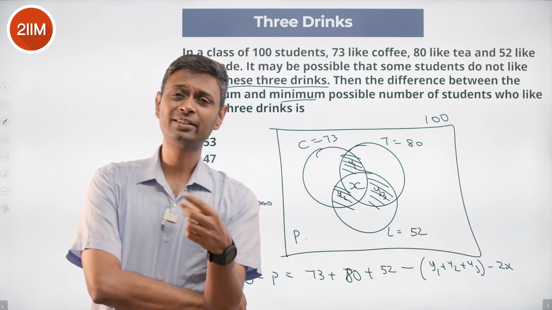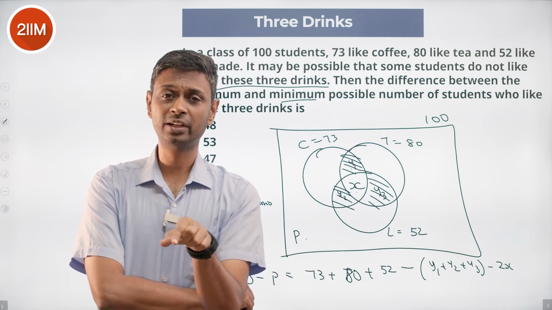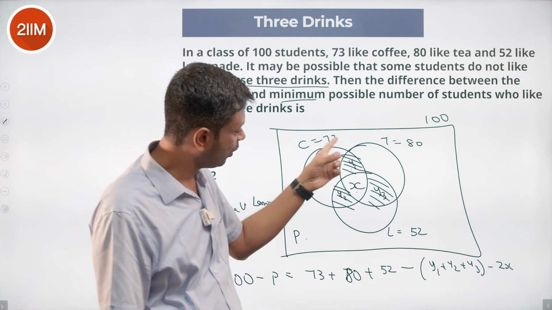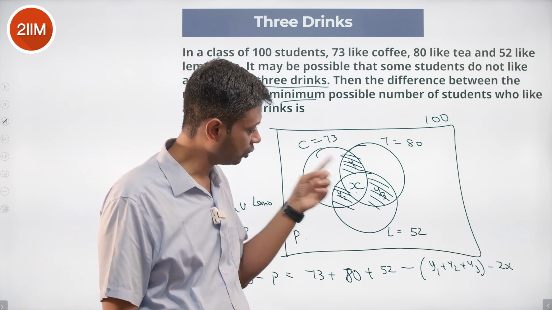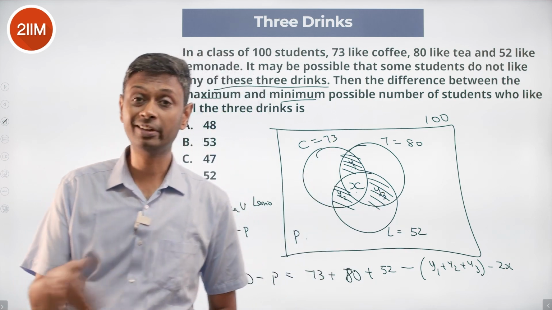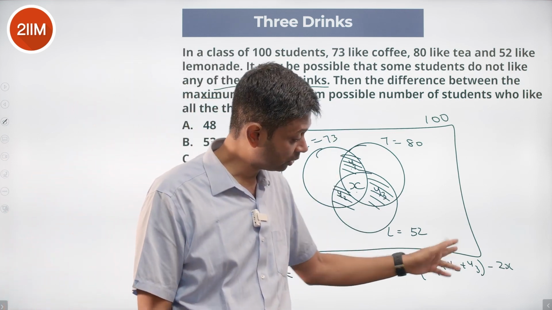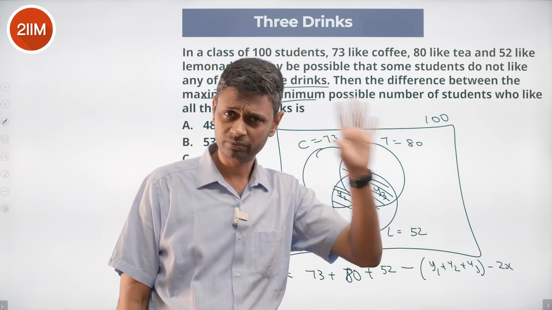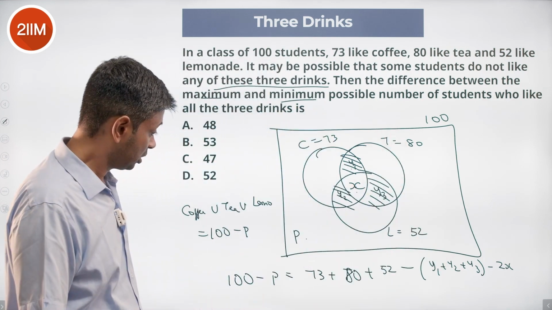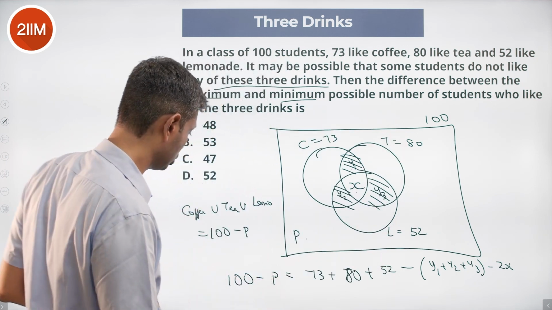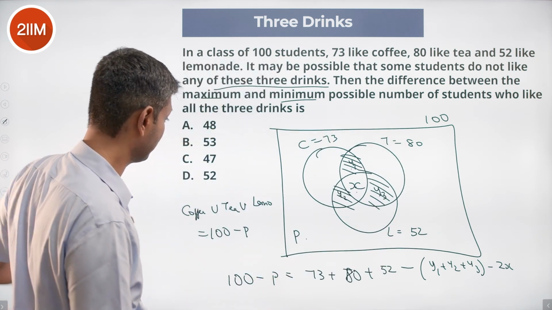We do minus A intersection B, minus B intersection C, minus A intersection C, plus A intersection B intersection C. We do minus of y1 plus x, minus of y2 plus x, minus of y3 plus x. X completely disappears. We add x back. Instead of that we can say minus of y1 plus y2 plus y3 minus 2x. Nice, brilliant. 73 plus 80 plus 52 is 205. We already found that out. So 205 minus 100 is 105.